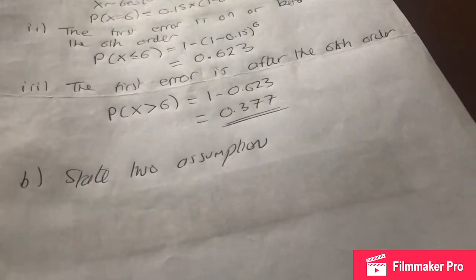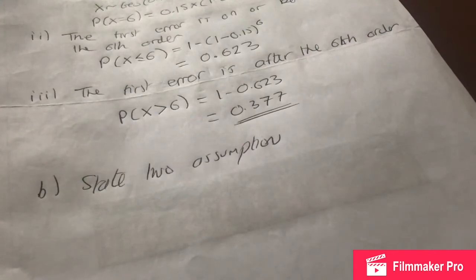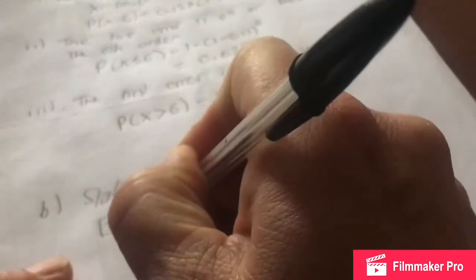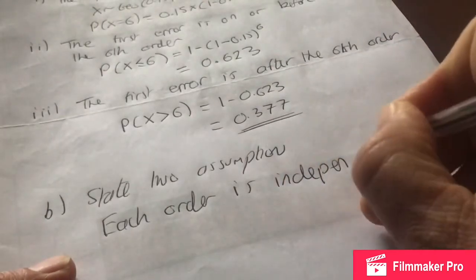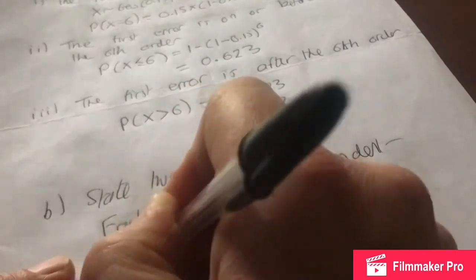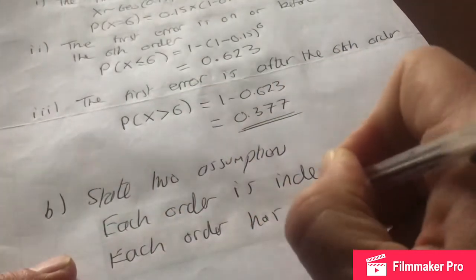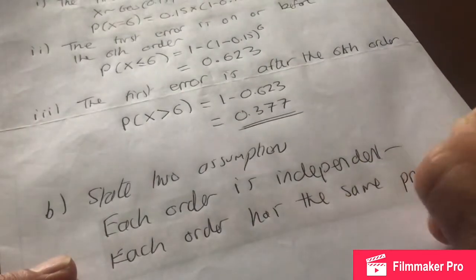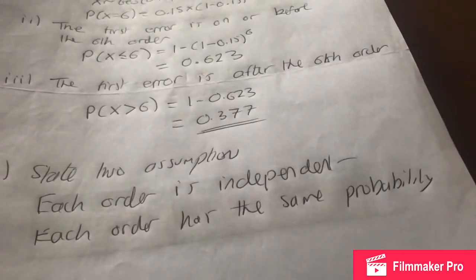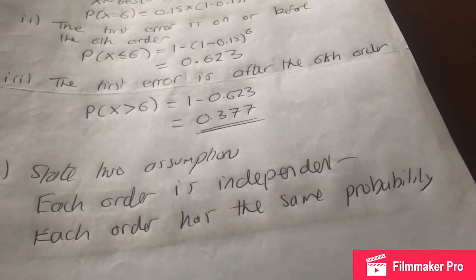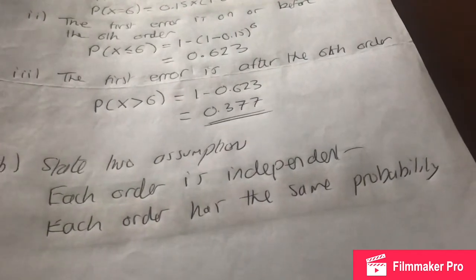You often get this little question at the end: state 2 assumptions. Well, I need 2 assumptions to make this valid. So you would say each order is independent, and also each order has the same probability. So it only really works if it's all independent and there's no effect from one order to another, which in reality there probably would be, so these are only approximations to real life.